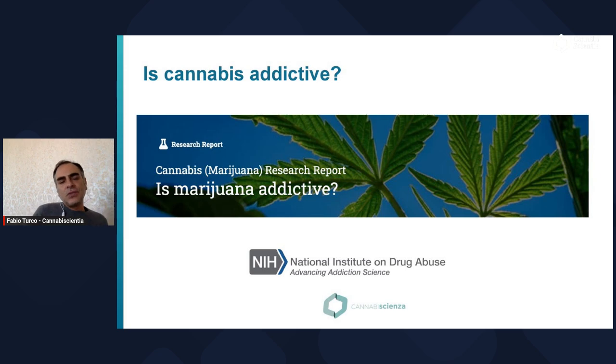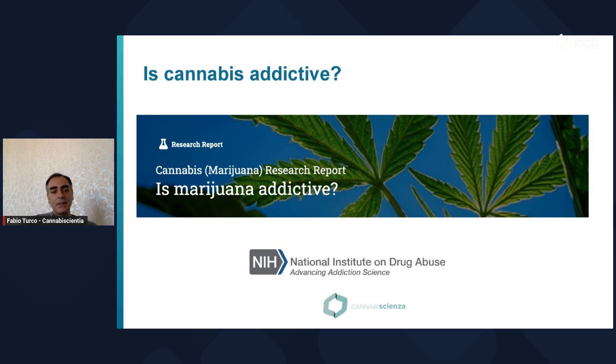Nowadays, addiction to a substance is not called addiction, but substance abuse disorder, that can be mild, moderate, or heavy. So also for cannabis, we talk about cannabis use disorder. And according to a report of the National Institute of Health of the United States, about 30% of people who use cannabis start to develop a kind of use disorder.